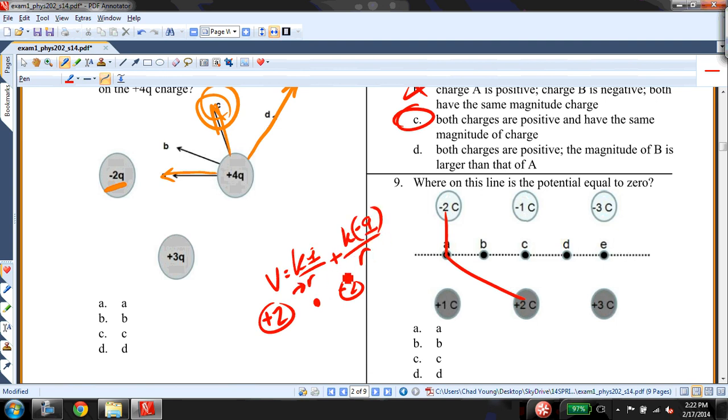Because the distances are the same, and since I have a positive charge here and a negative charge here, my net potential equals 0. But that's not the case over here, so it can't be point A.